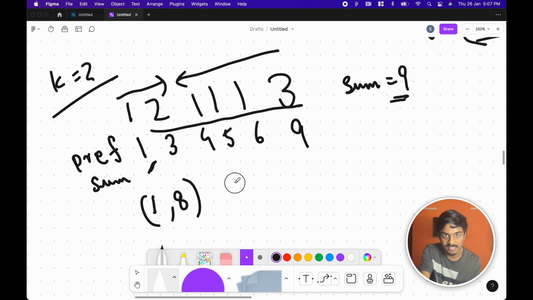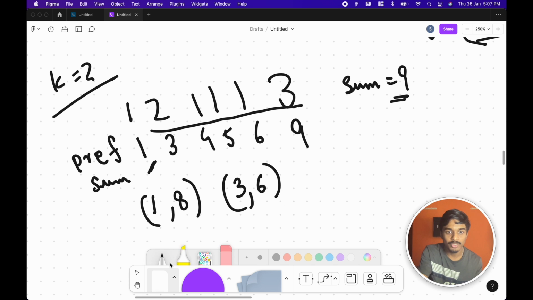So sum till here is 3. If you want to know the balance, that is 9. This is 9 minus 3, 8, 7, 6. This is also one interval. And now again we do the same thing.